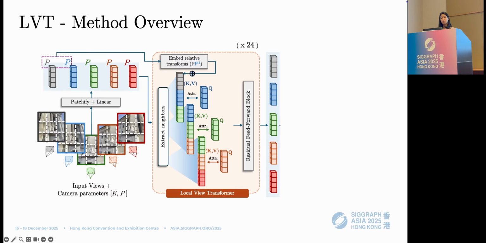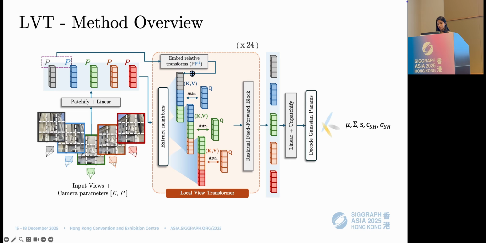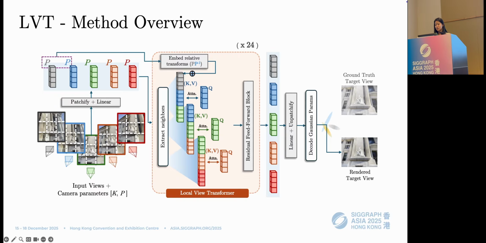The tokens, which are now processed by the LVT blocks, are unpatchified and decoded to per pixel Gaussian Splat parameters. Specifically, our Gaussian parameters include the position, rotation, scale, and color spherical harmonics, which are standard quantities, but we also predict density using spherical harmonic coefficients to further help capture a learned importance over local views. The decoded splats are then rendered to target views using the 3DGS rasterizer and compared against the ground truth for loss computation.